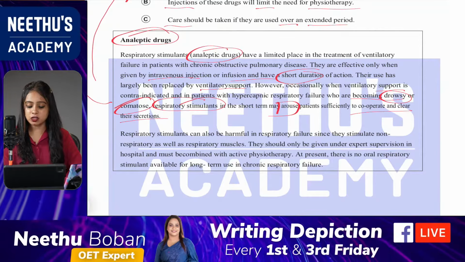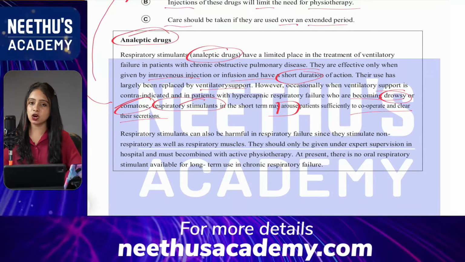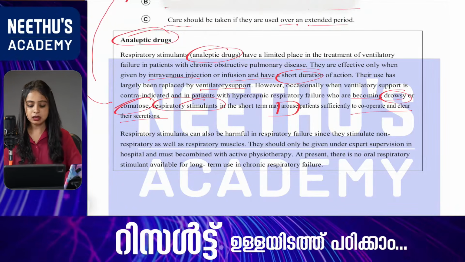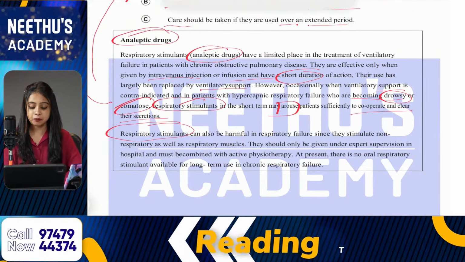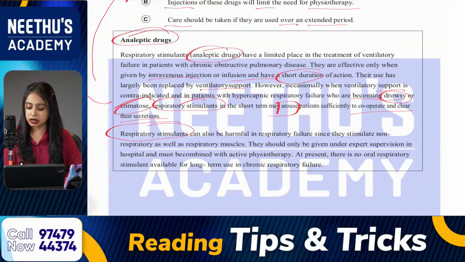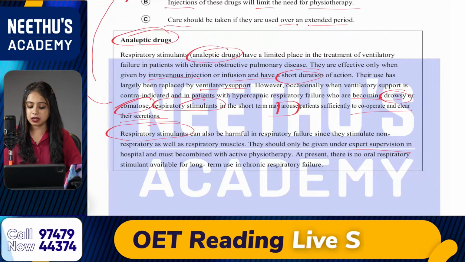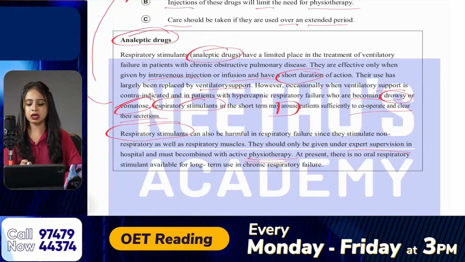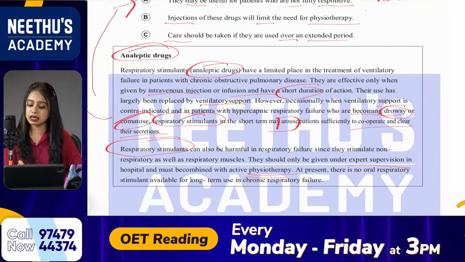Respiratory stimulants can also be harmful in respiratory failure since they stimulate non-respiratory as well as respiratory muscles. Again, respiratory stimulants, which means analeptic drugs, don't forget that. They should only be given under expert supervision in hospital and must be combined with active physiotherapy. So where is the term physiotherapy mentioned? It's here in option B: injections of these drugs will limit the need for physiotherapy.